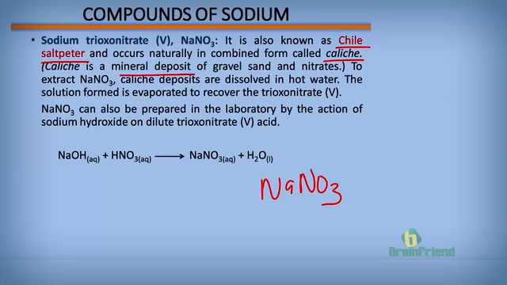Now, to extract this sodium trioxonitrate(V) from caliche, the caliche deposits are dissolved in hot water. The solution formed, that is the water and the caliche deposits, is evaporated to recover the trioxonitrate(V). So this is one way that we can get sodium trioxonitrate(V) from caliche deposits.